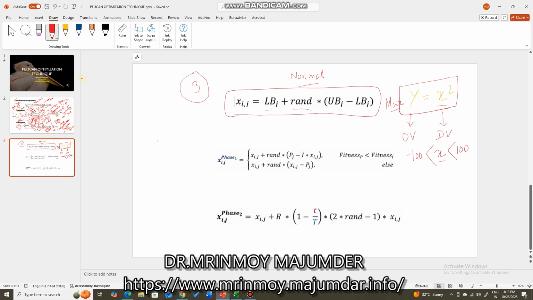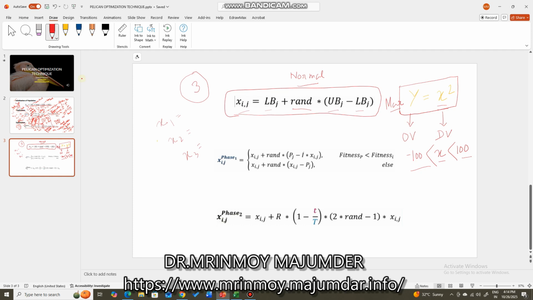And this is the upper bound of the constraint and lower bound of the constraint. In our case, lower bound is -100, upper bound is 100. Put into this formula, you will find an x. Do it 3 times, so you have 3 agents, that means 3 new values. Many say it as position also. So these are the 3 new values of the 3 birds generated by this simple formula.